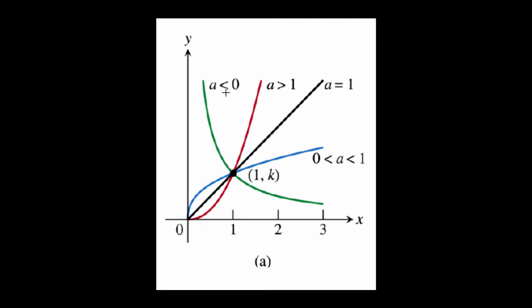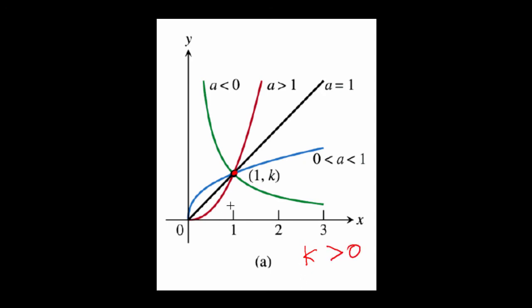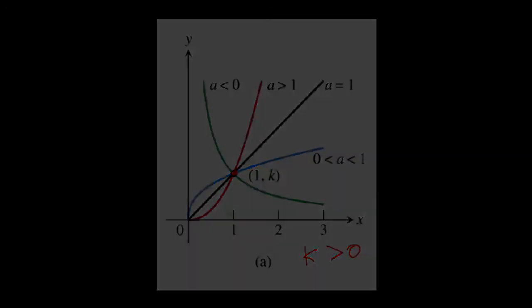A less than 0, these are our reciprocal functions. Okay, so the green curve represents what happens when we have a reciprocal type function. And in this first graph A, we all have a reference point here of 1, k, where k is positive as well, right? So k is greater than 0 in these graphs over here. So we're in the first quadrant.